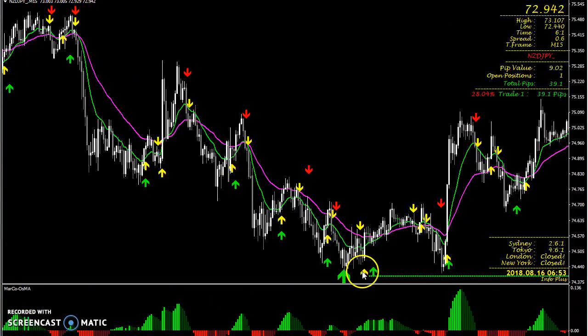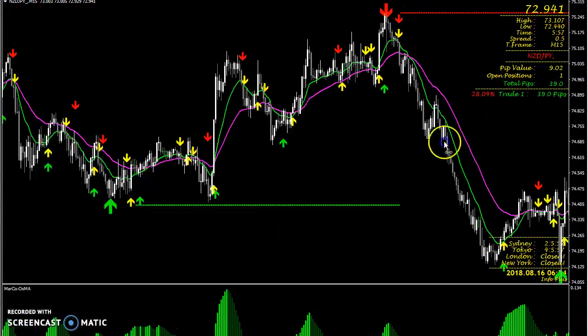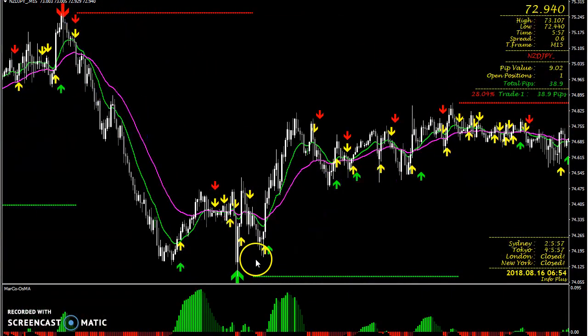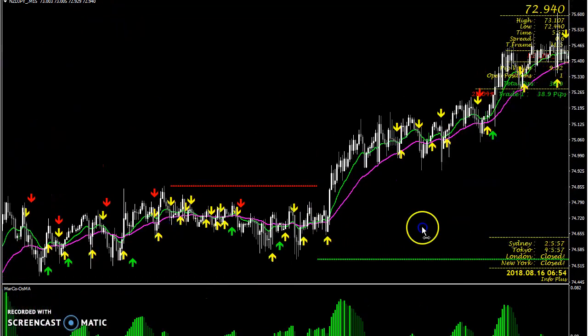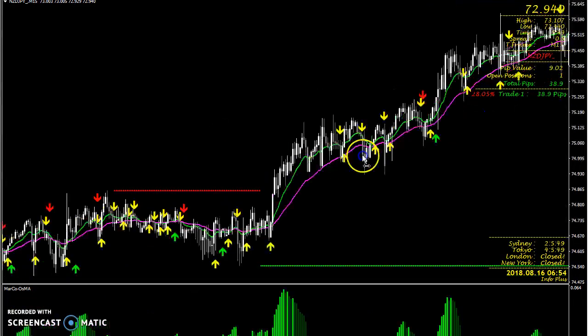Over here, triple arrows again, and then it went up. Triple arrows again, you get out. Triple arrows, you get in. Triple arrows, you get out. See, look how long that one lasted. You don't know how long these trends are going to last.